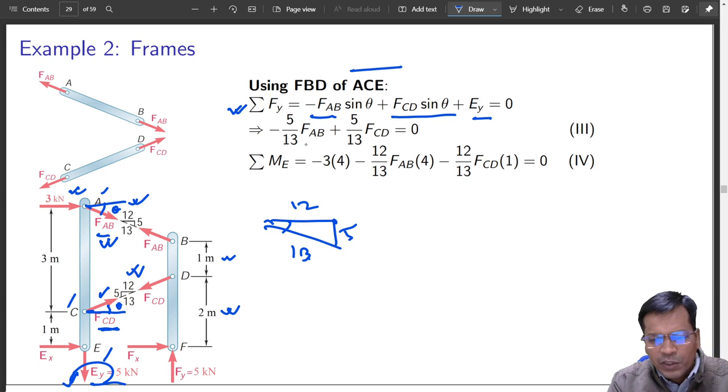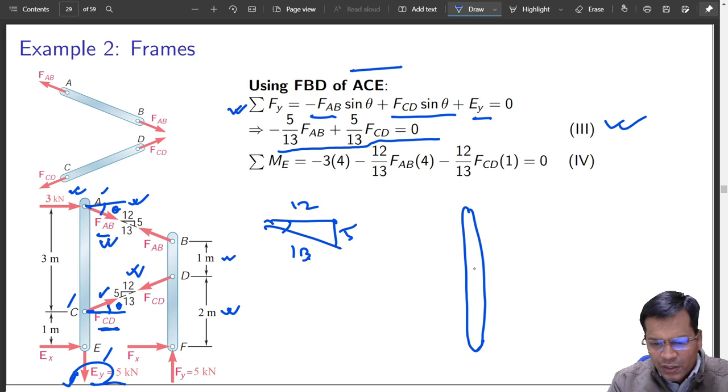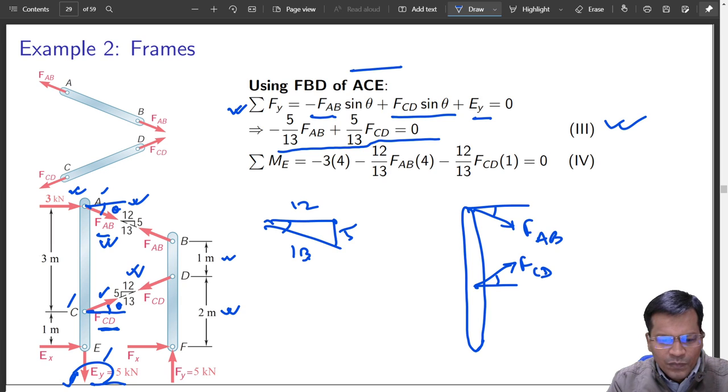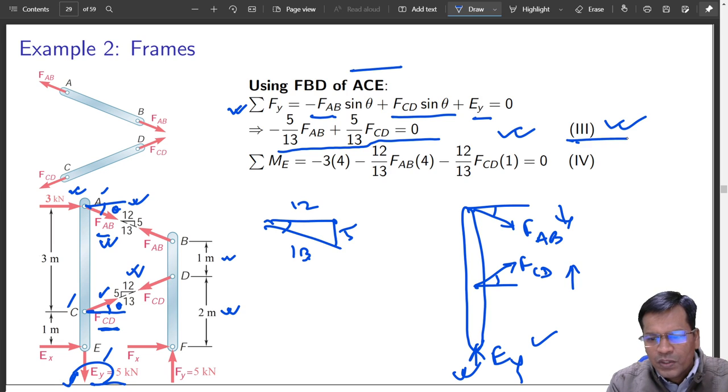So that is what is giving me quickly equation number 1. I'll share this slide so that you can evaluate it yourself. But to get the thing, I think you understood it. If you isolate a member, it has 3 forces. One is like this, another one is like this. Angles are same. This is FAB, this is FCD, and there is a force which is EY. Got it? So this vertical component, this vertical component, and this vertical component, all three, the sum of them should be equal. And that gives me equation number 3.